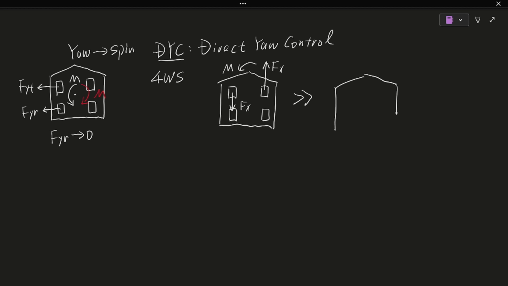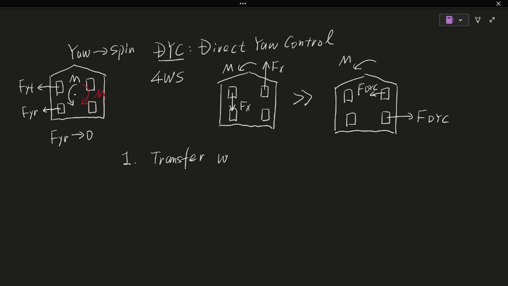Let's look at the top view again. This torque M is equivalent to the front wheels experiencing a lateral force Fdyc and the rear wheels experiencing a lateral force Fdyc of equal magnitude but opposite direction. This is the paper's first innovation, achieving DYC by transferring the supply potential of the front wheels to the rear without adding any extra hardware.